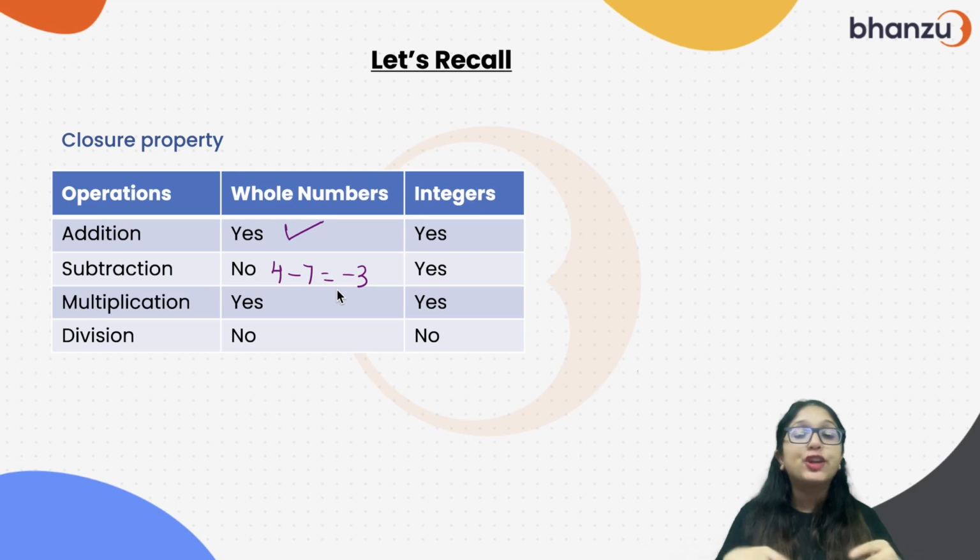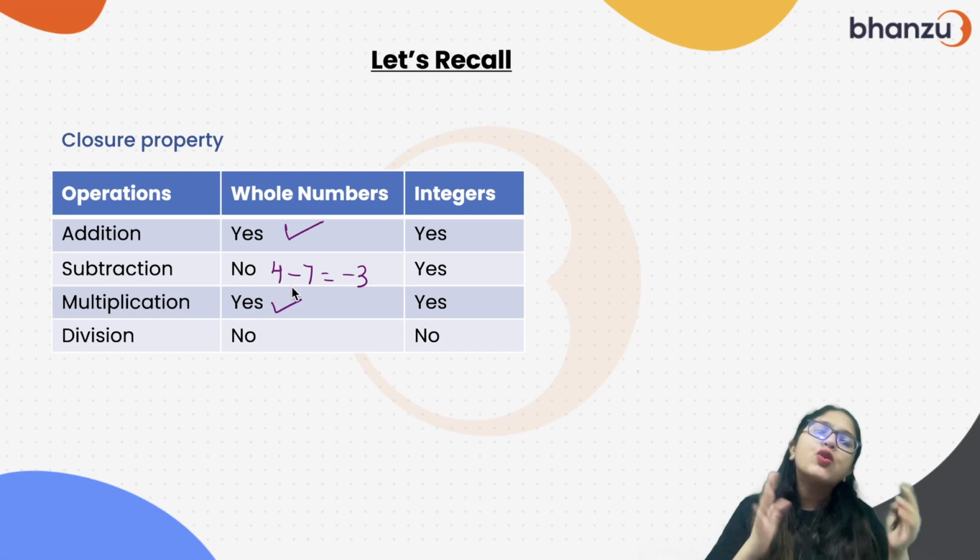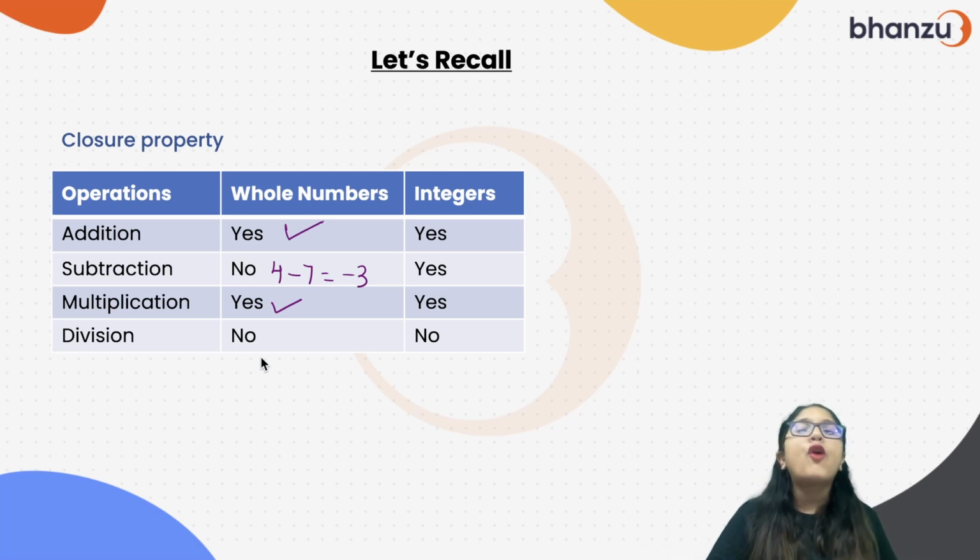What about multiplication? 4 into 3 is 12. That is again a whole number. So yes, whole numbers are closed under multiplication. And if I talk about division, what do you think? If you divide two whole numbers, do you always get a whole number only? What about the case, let's say, 5 over 10?